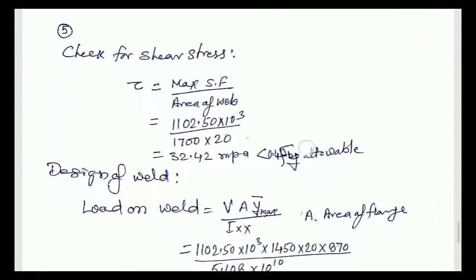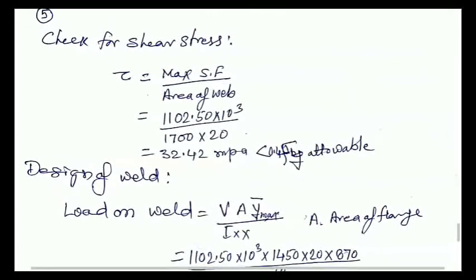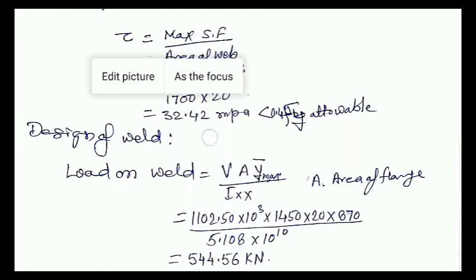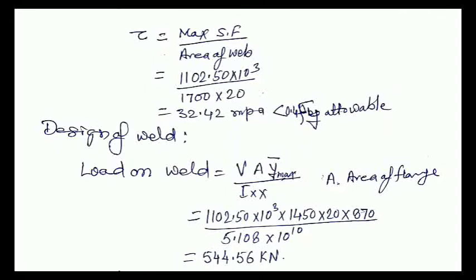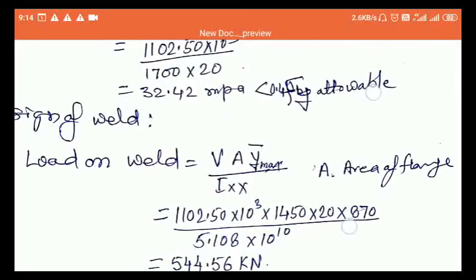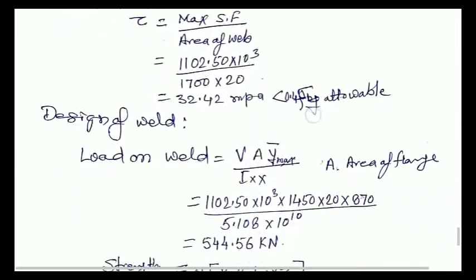Now come for check for shear stress. Shear stress tau should be equal to maximum shear force divided by area of the web. Maximum shear force is 1102.15 into 10 raised to power 3 divided by area of web, 1700 into thickness of web 20. So it comes out to be 32.42 MPa, while the allowable stress is 0.4 Fy, which is 100 MPa, so it is far less than 100 MPa. Hence the design is okay from the point of view of shear.